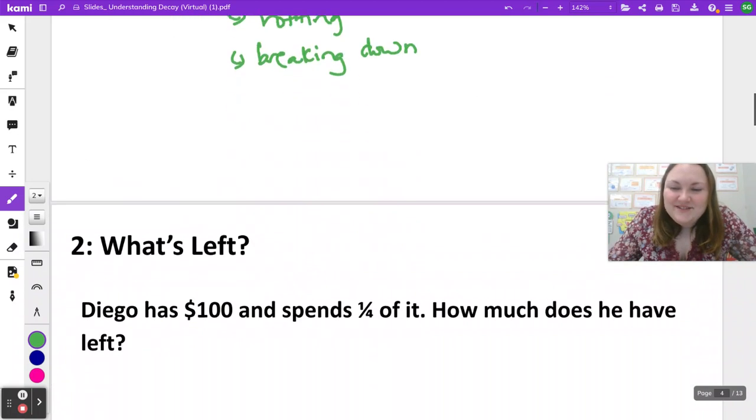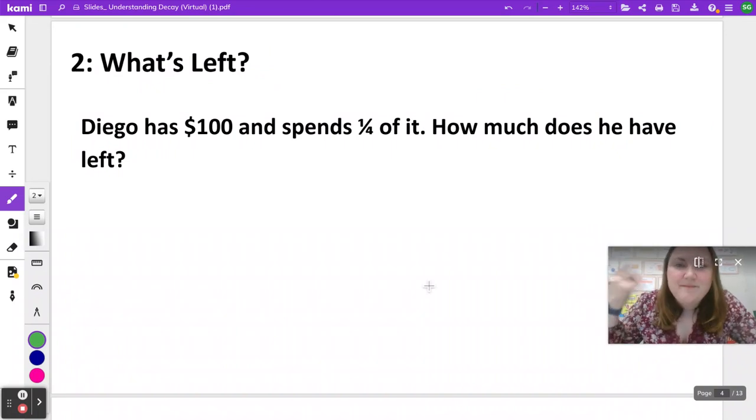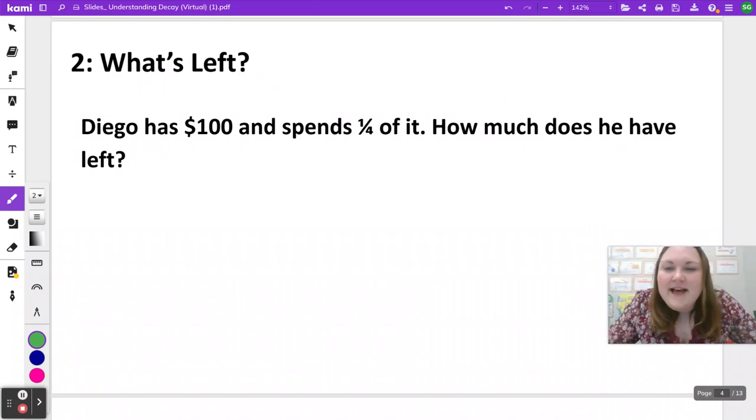To get us started, this question right here isn't an algebra question. This is actually something I teach all the way back in developmental math. But this is how we're going to start this lesson. This idea that Diego has $100 and spends 1/4 of it. The question is, how much money would he have left? Go ahead, pause the video here and try this problem.